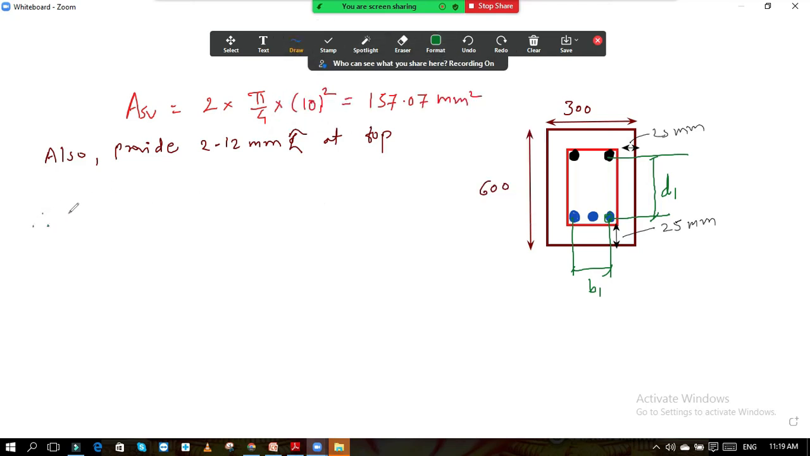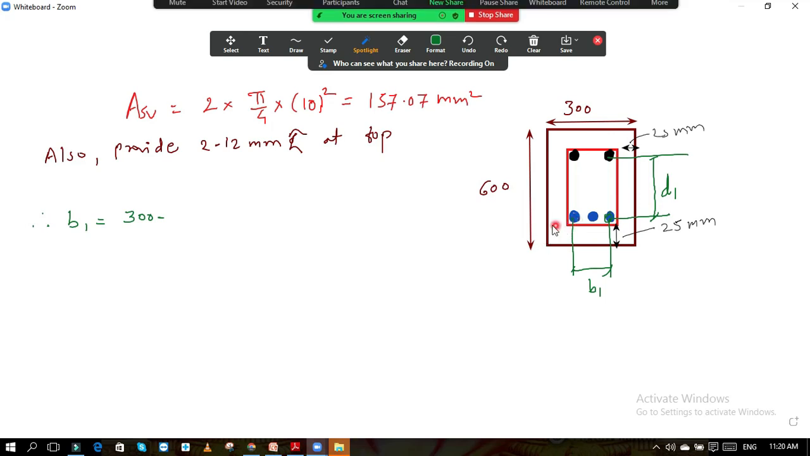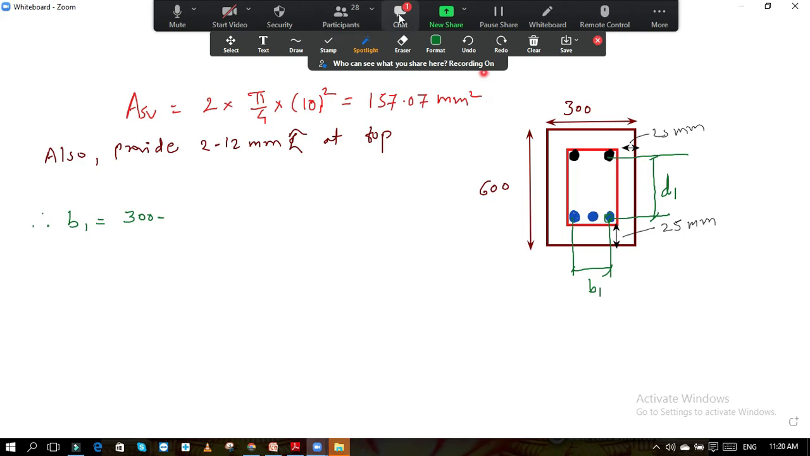So therefore B1 is equal to, so B1 means total width is 300 minus now see this total is 300. So from that 300 I will minus this cover 25. Okay, I have to minus this cover which is 25 mm. I want to go to the center of this bar. Okay, I want to go at the center of this bar. So from this 300 I should minus this cover. This is 25.